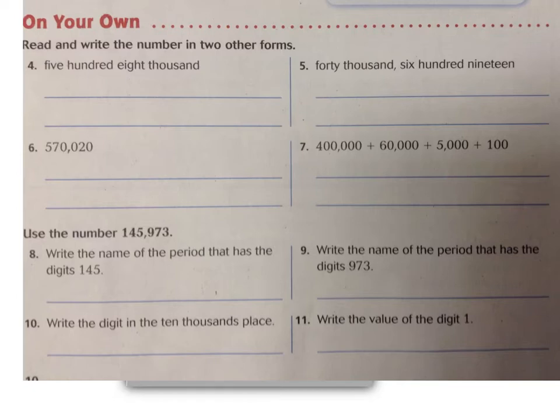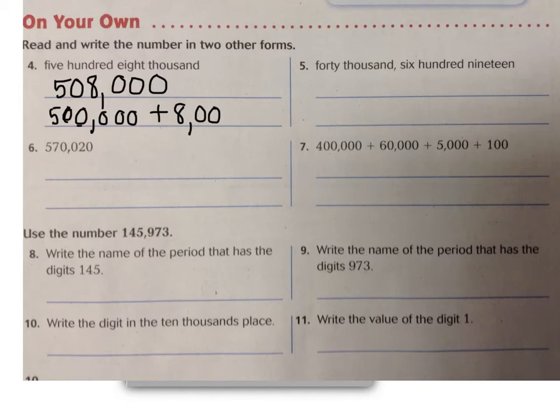So, like I showed you earlier, we look at what's in front of the word thousand. It says 508, so we write that. And that word thousand means we need a comma and 3 more digits. Since nothing else is listed after that word thousand, we know that we need zeros there. The way you'd write that in expanded form is by giving the value of each digit. That 5 is worth 500,000, plus that 8, which is 8,000. And then all the other digits are 0, so we don't need to include them.